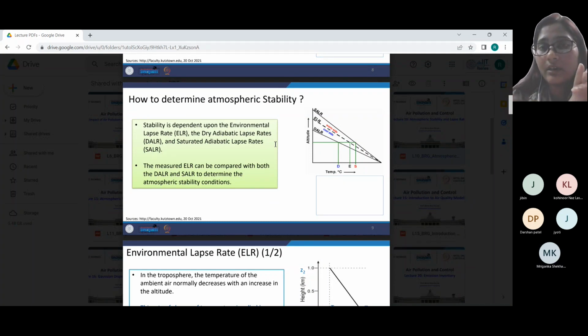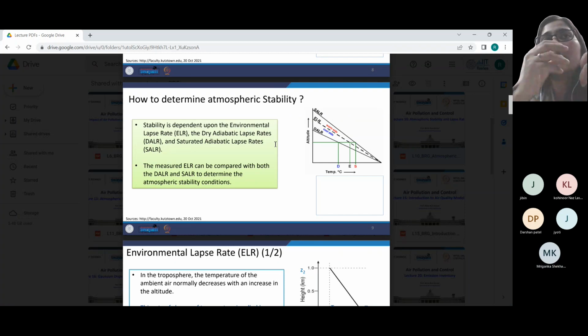This is your environmental lapse rate, ELR: the rate with which the temperature in the ambient air, in the outside environment, decreases with the increase in height. That is your ELR, right?